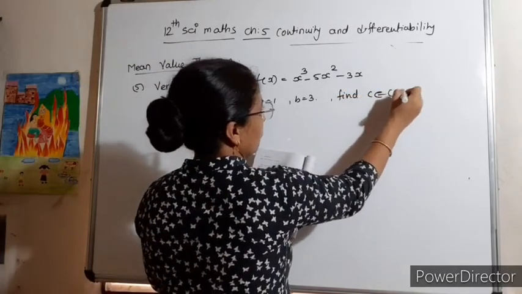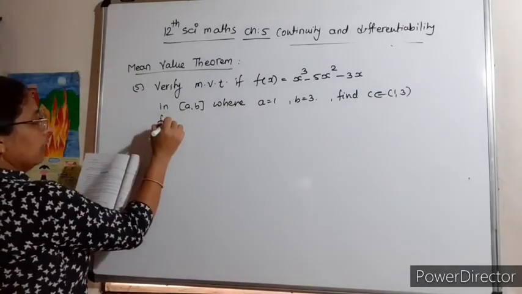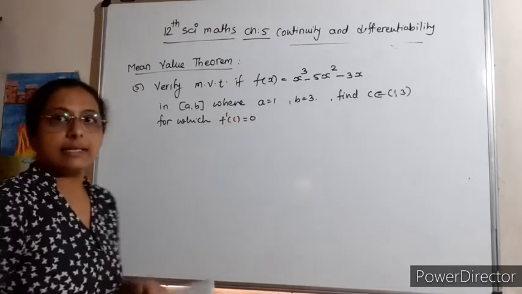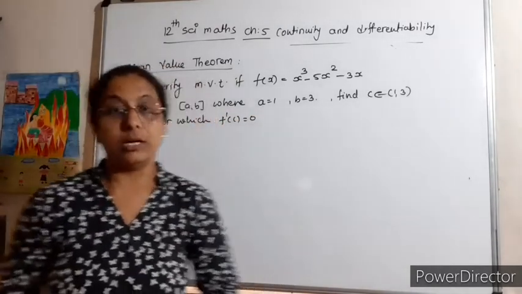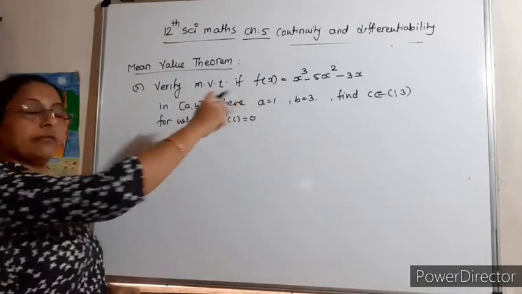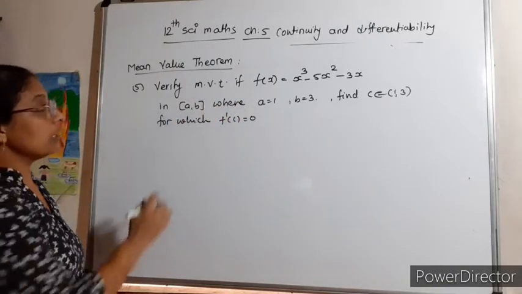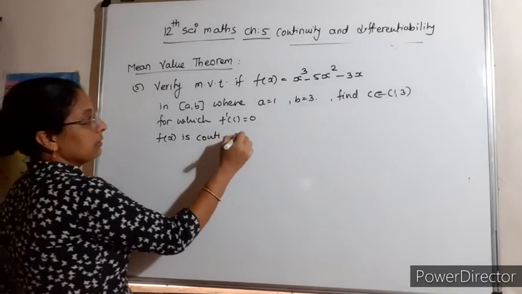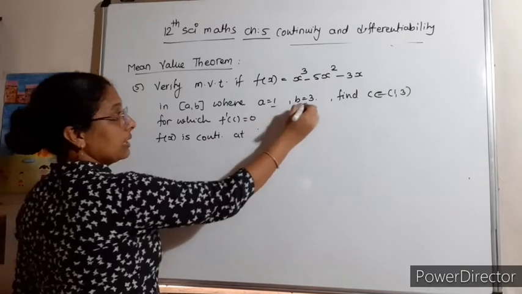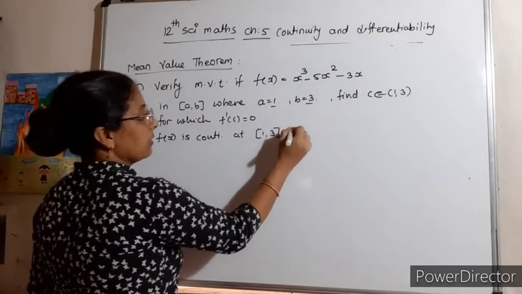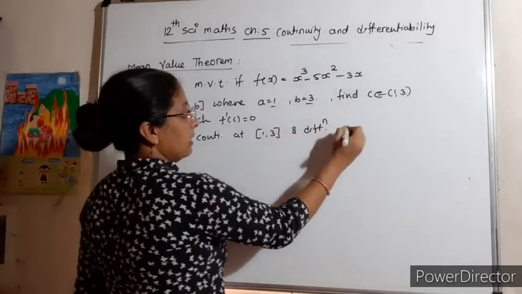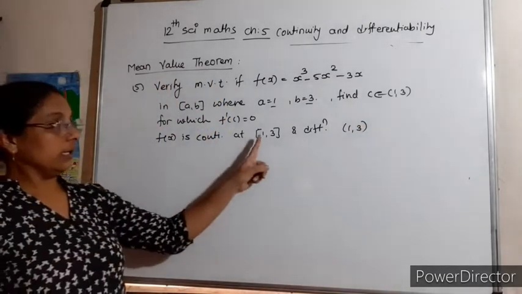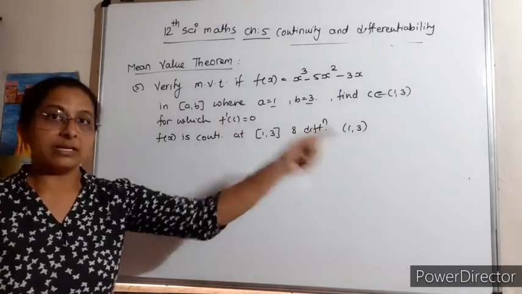Find c belongs to (1, 3) for which f dash c is equal to 0. So here, first of all, mean value theorem, then we'll find the Rolle theorem. Mean value theorem here: f(x) is continuous on the closed interval [1, 3] and differentiable in the open interval (1, 3). Closed interval में continuous, open interval में differentiable.